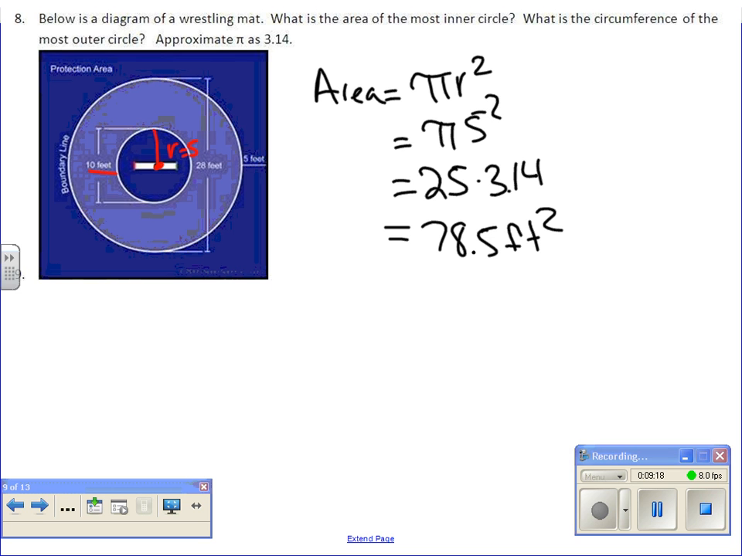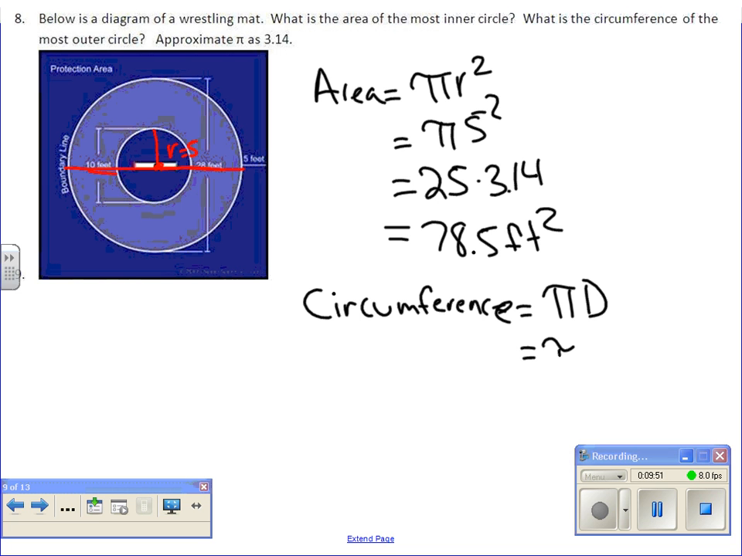So now the second thing we're going to be looking for is going to be circumference. So circumference is going to be equal to pi times the diameter. So circumference of the outermost circle. So that's that outside circle. So we're going to be measuring our circumference across there. Well, they gave that to us. That is going to be 28 feet. So it'll be pi times 28, or 28 times 3.14.